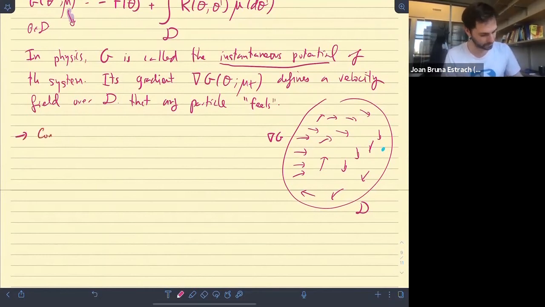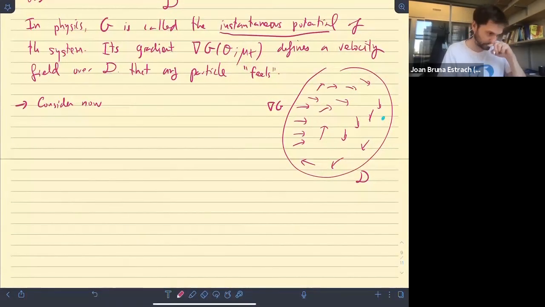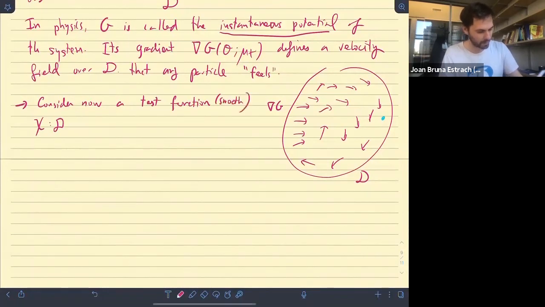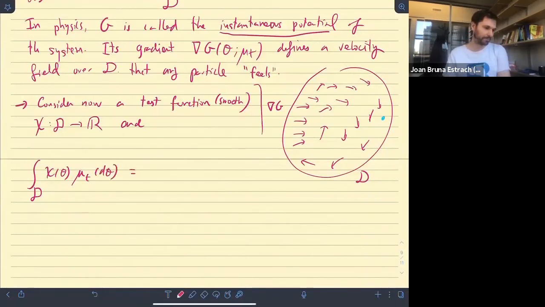So consider now this function psi, which is a smooth test function. It goes from D to R. And let's see how the test function interacts with the measure. By definition, because this is the empirical measure, I have 1 over m, the sum from j equals 1 to m of the test function evaluated at the positions of the particles.